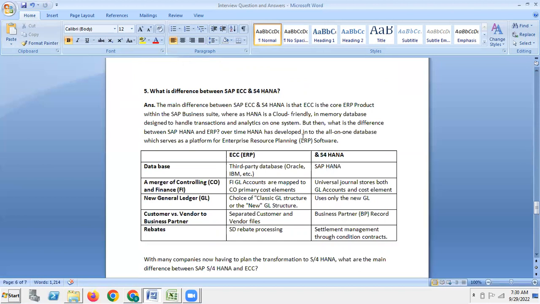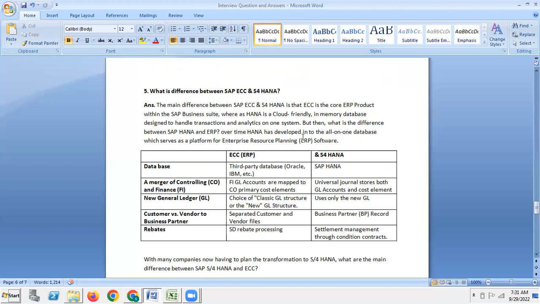Yes. What is the difference between SAP ECC and S/4HANA? The main difference is that ECC is the core ERP product within the SAP business suite, whereas HANA is a cloud-friendly in-memory database designed to handle transactions and analytics on one system. But then, what is the difference between SAP HANA and ERP? Over time, HANA has developed into the all-in-one database which serves as a platform for enterprise resource planning software.